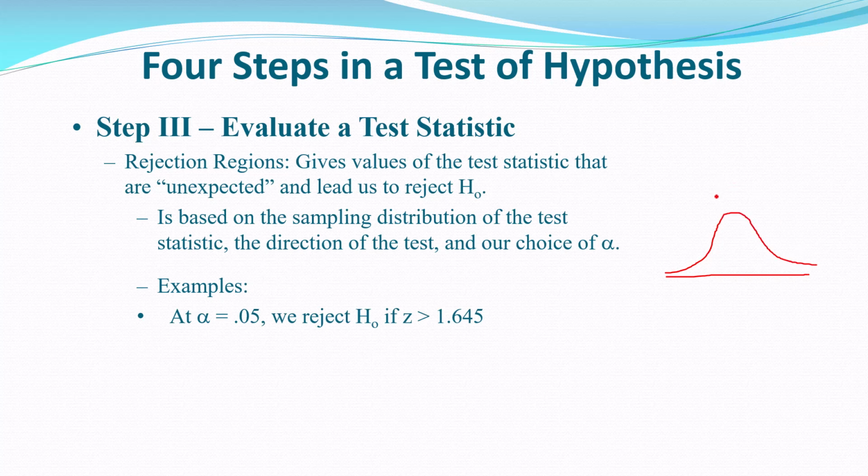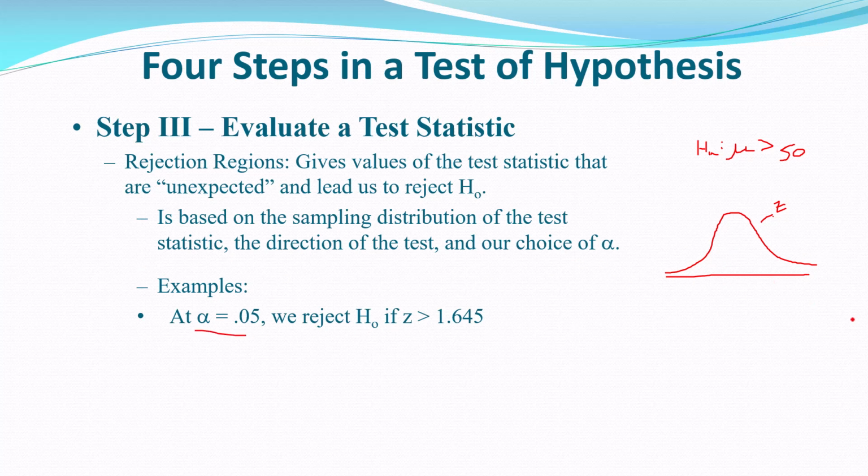And let's assume we have a large sample, so this will be a z-distribution. So I'll label this as a z-distribution. Let's assume we have an alternative hypothesis where we're testing, let's say, that mu is greater than 50. So we're doing an upper tail test. And let's say we want to use, in the example here, an alpha of 0.05.